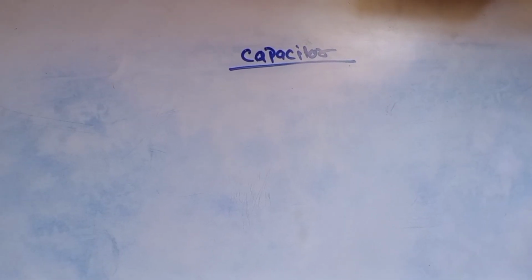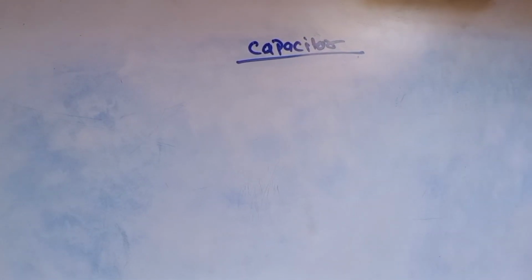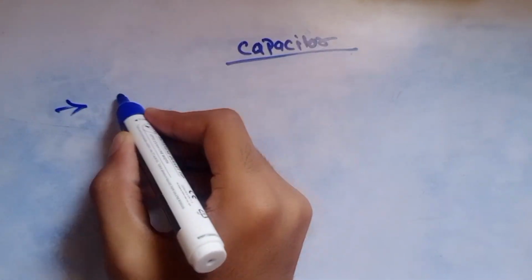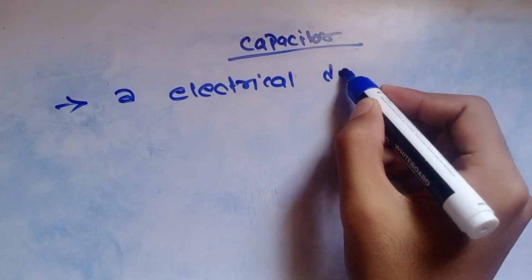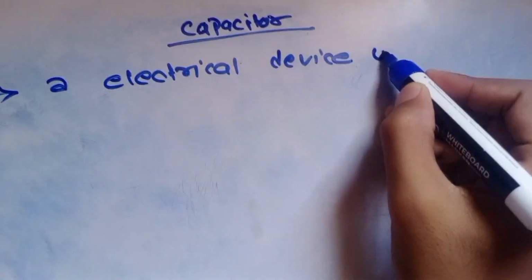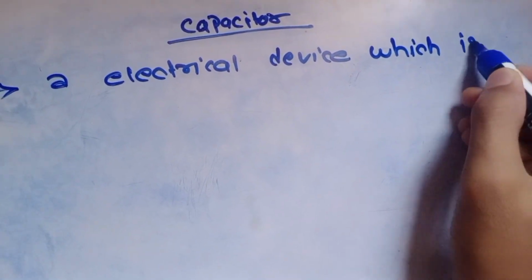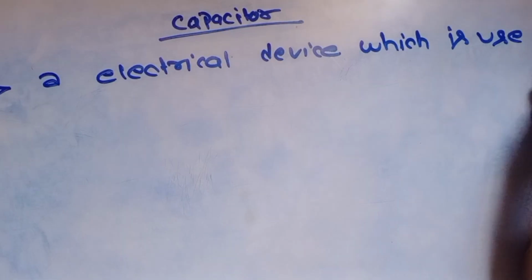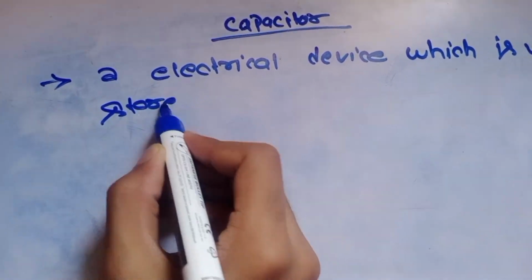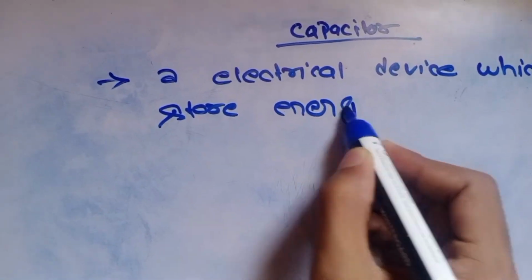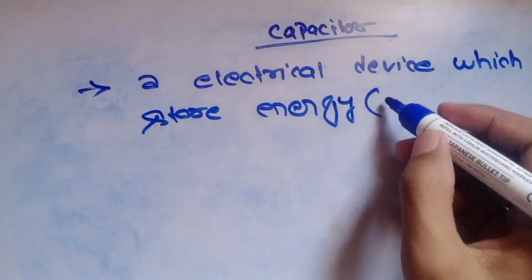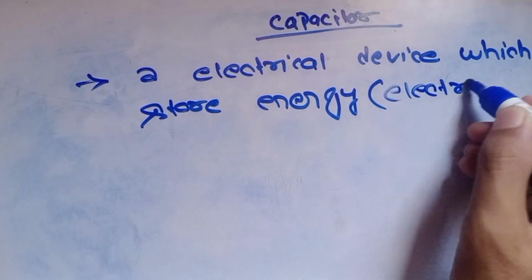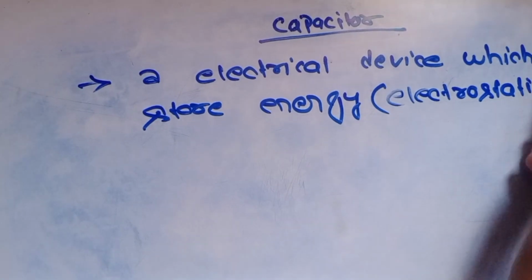So hello everyone, in this video we discuss capacitors. First of all, what is a capacitor? A capacitor is nothing but an electrical device which is used to store energy, and particularly the energy is electrostatic energy.